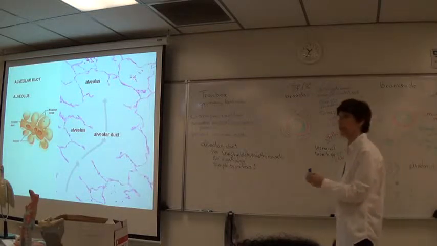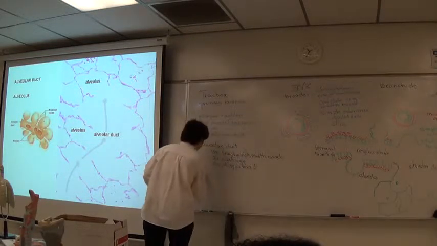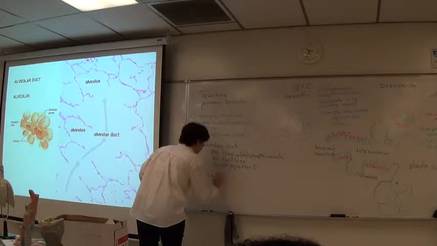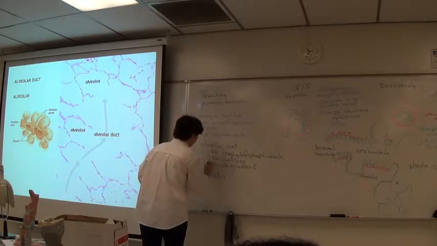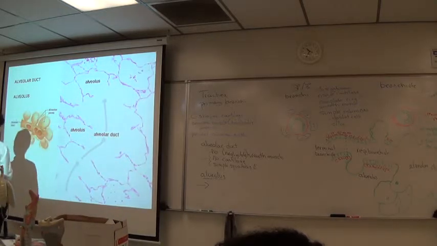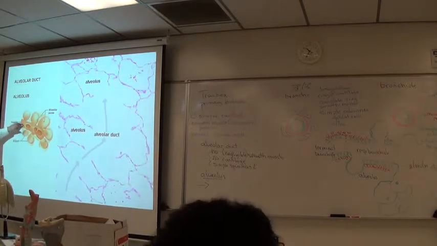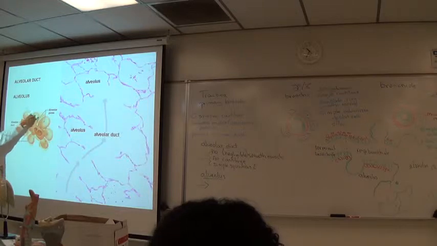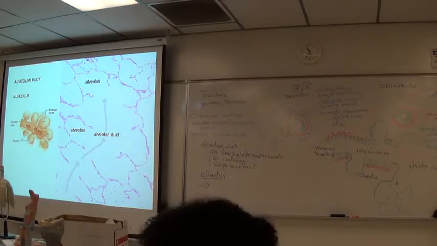And then we would have an individual alveolus, which has the same characteristics, just has the pore open. All right. So here would be the alveolar duct, and then these small little sacs are the alveoli.